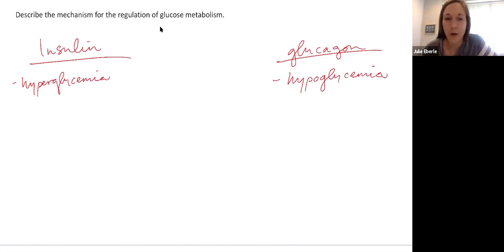So in a hyperglycemic condition, what is insulin going to do? What are some specifics? How is insulin going to help? So we have hyperglycemia, we have too much glucose in our blood. We've got to bring it down. So what are some things that insulin can help do to bring blood glucose concentration down?